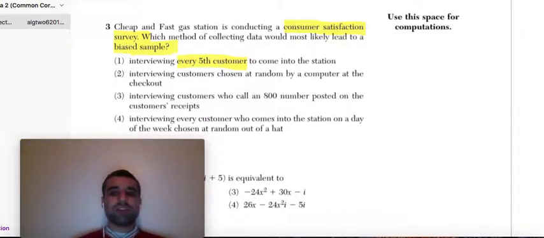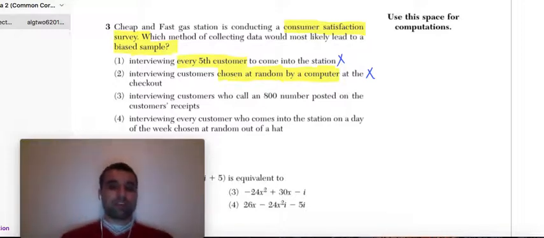That's not biased, so I'm not going to pick that. Choice 2, interviewing customers chosen at random. Anytime there's random, most likely it's not biased. Chosen at random by computer at the checkout. That's very random, unbiased, right? The sample selected will be representative of the population in terms of how satisfied they are with the Cheap and Fast gas station.